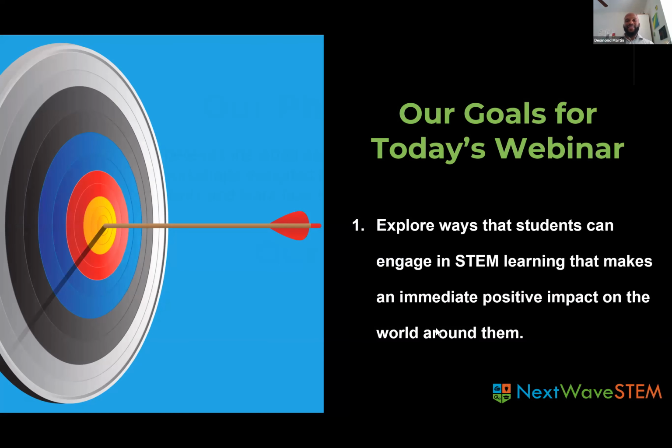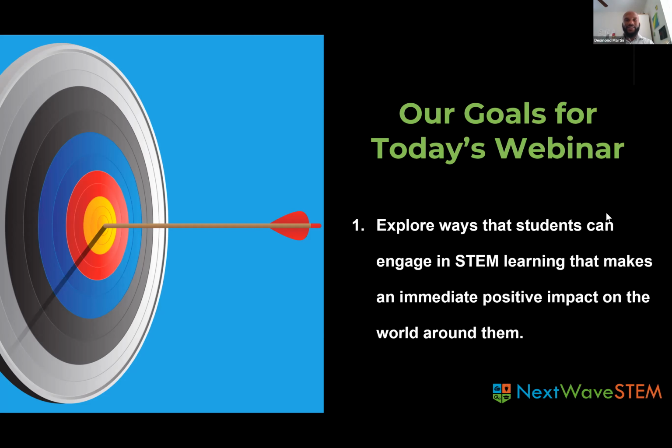So now that we've got the how do you do's and nice to meet yous out of the way, let's jump into our goals for our webinar today. Our goals today, we only have one. Really simple, but really dynamic. And we'll take our time to move through it a little bit. We want to explore the ways that students can engage in STEM learning that makes an immediate positive impact on the world around them. This is really exciting for me as an engineer in my training and my formal discipline, because this is at the heart of what we do in engineering.